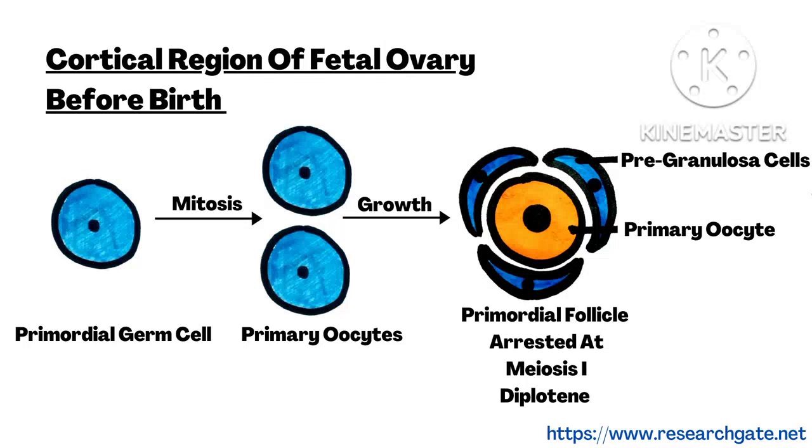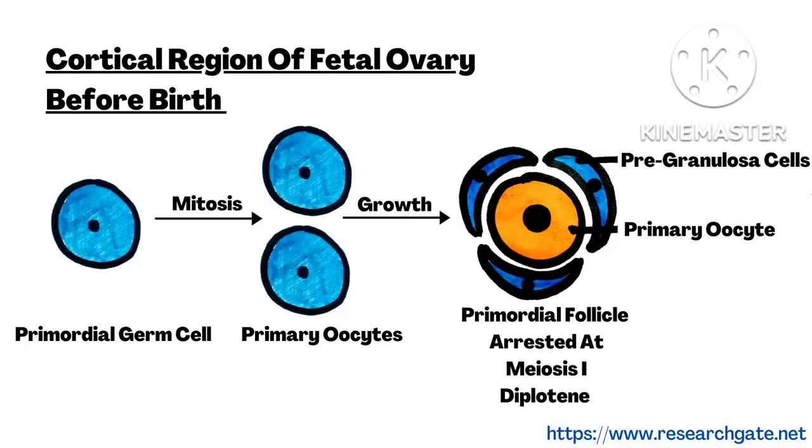Oogenesis begins in the embryonic life of the female fetus. The process begins when the PGCs or the primordial germ cells migrate from the yolk sac of the embryo to the developing ovaries. There, these PGCs undergo mitosis, which is an equational division.